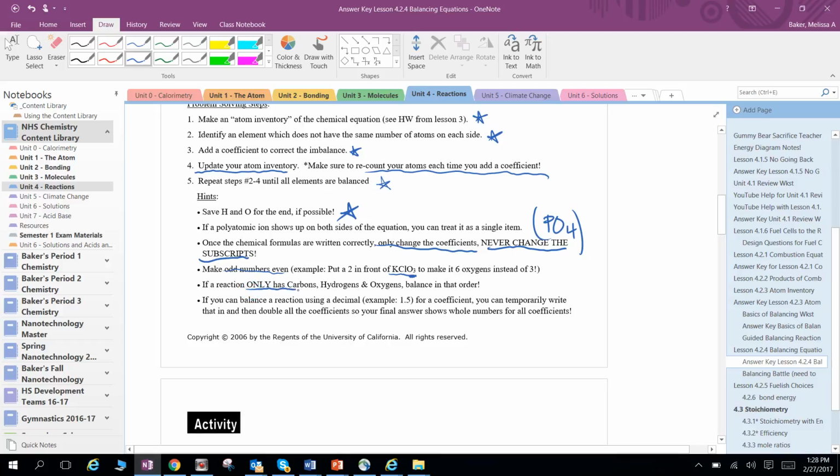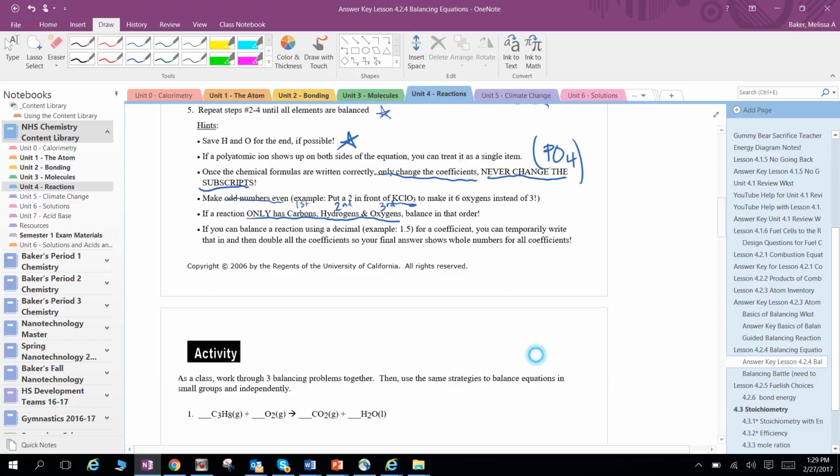If a reaction only has carbons, hydrogens, and oxygens, you can balance in that order. That's the right way to do it. So carbons first, hydrogens second, and oxygens third. And last, sometimes it's helpful to use a decimal temporarily as a coefficient, and then you double everything at the end to show whole numbers, because you can't leave a chemical reaction, even if it is balanced, with a decimal for a coefficient, because you can't have like 1.5 water molecules, for example.